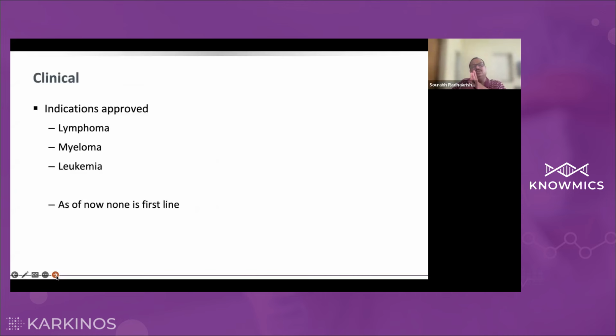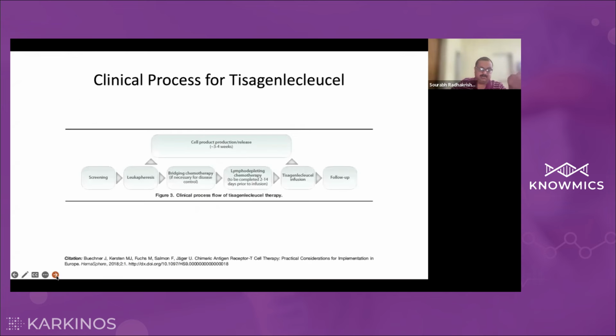So what are the indications? Previously tried, we have lymphoma, myeloma, leukemia. That's it. 3 drugs, 3 major illnesses, and in none of these is it first line. All have been relapsed refractory indications.